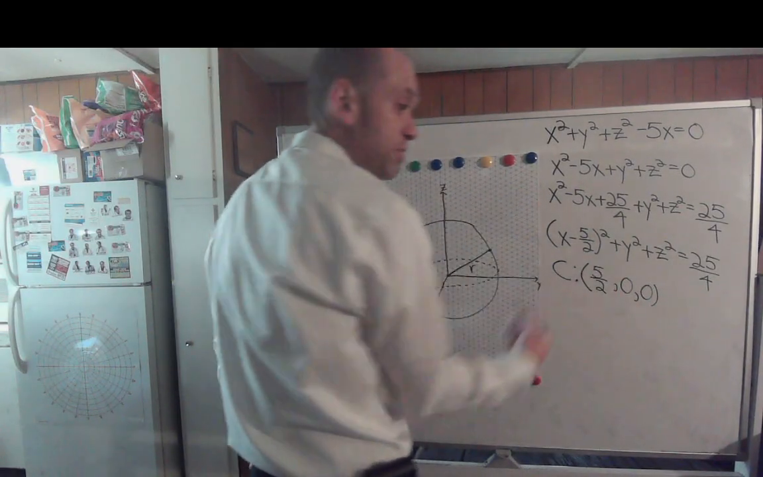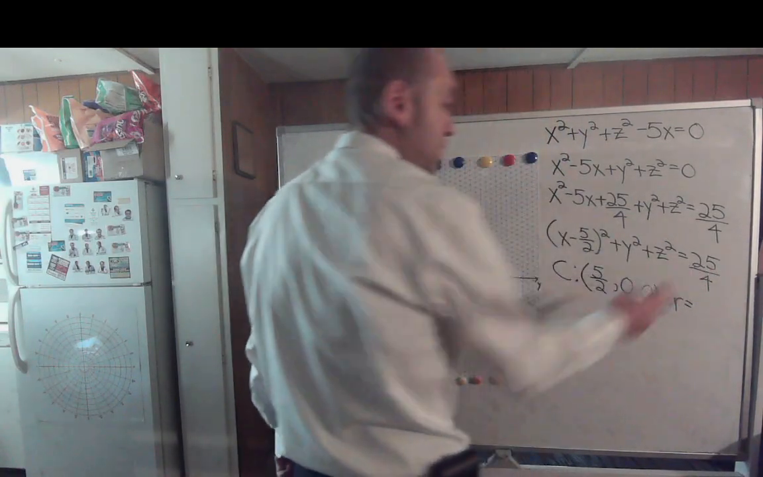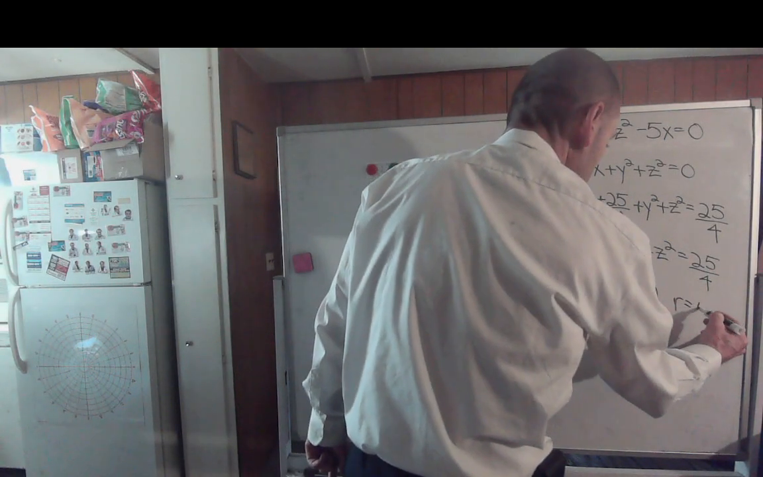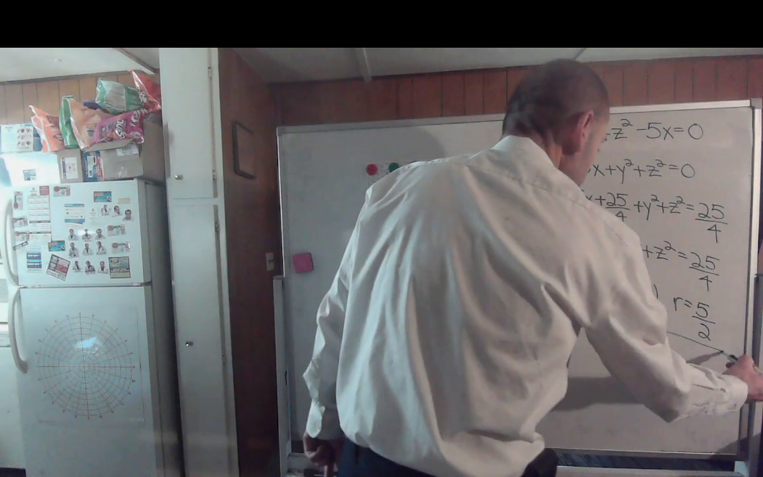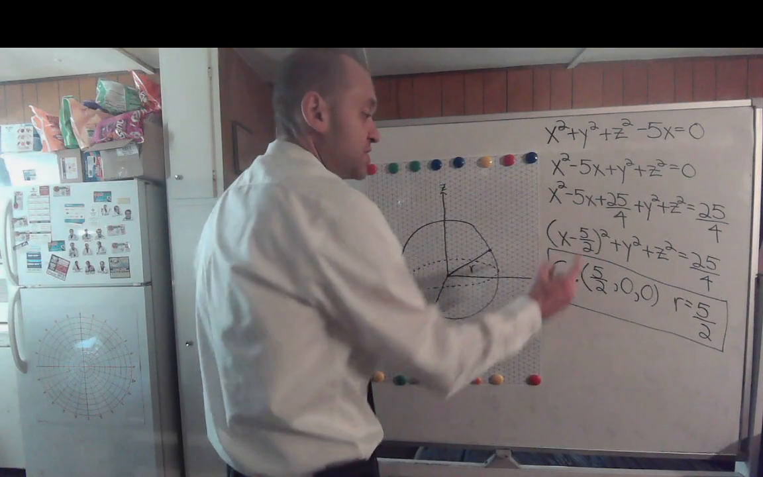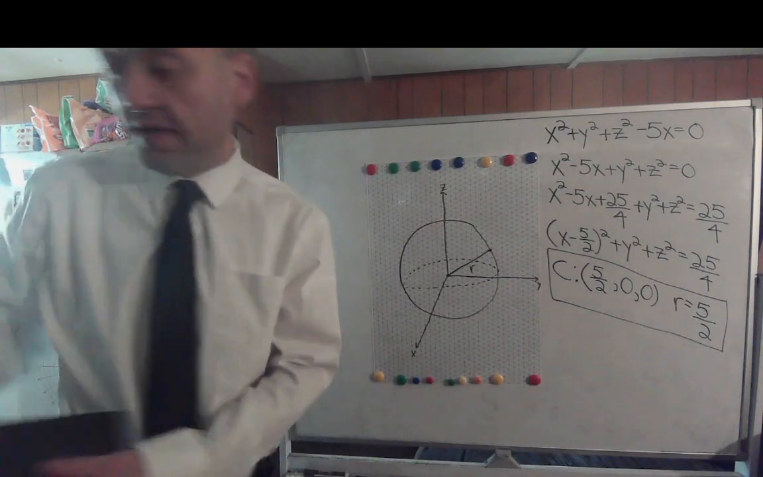So the center would be at 5 halves, 0, 0. The radius is equal to the square root of that 25/4, which would be 5 halves. So the center of this sphere is at 5 halves, 0, 0. The radius would be a length of 5 halves.